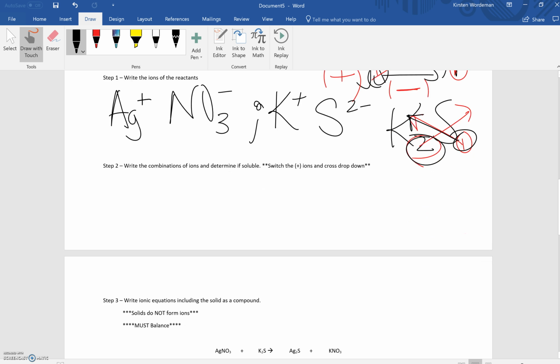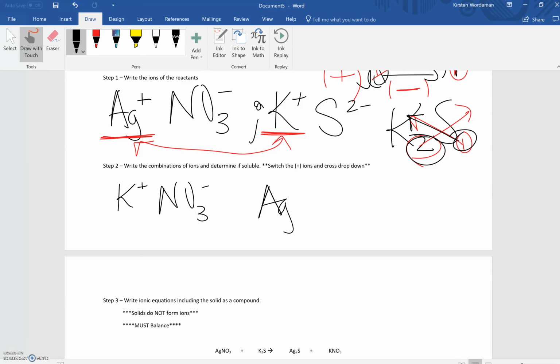Now we want to figure out what combinations of your product are going to be formed. And the easiest way to do that is simply switch the positive ions and then do the cross drop down we've done a million times. And what that means is we're going to take Ag and your potassium and switch the spots. By doing this, you're going to make your final product. So by switching your potassium and leaving your anions where they are, you would get something that looks along the lines of this.